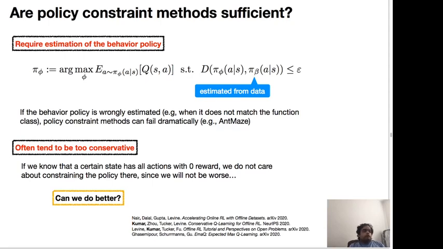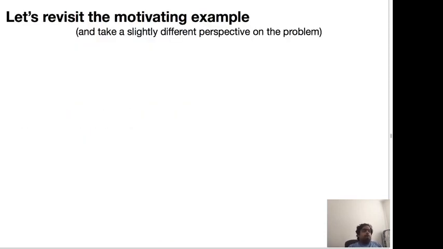Okay, so far we have seen that policy constraint methods can be effective at offline RL, but they are limited because they require estimating the behavior policy and they can often tend to be too conservative. So we next ask ourselves if we can do better or develop better methods for offline RL. In order to do so, let's revisit the motivating example that we started off with, and take a slightly different perspective on this distributional shift problem that we have been discussing.